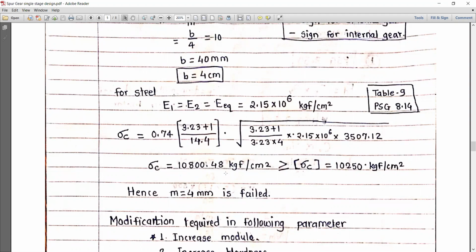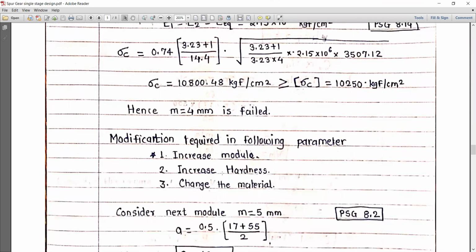Now, putting all the values, what we get? Sigma c is equal to 10,800. Okay, 10,800. But design sigma c kitna tha? 10,250. Oh. तो यहाँ पे अपना मॉड्यूल फेल हो रहा है क्योंकि जो इंड्यूस्ड स्ट्रेस है सिग्मा सी का वो ज्यादा कैलकुलेशन में आ रहा है और हमारा जो डिजाइन का था वो लेस आ रहा है. सो इसका मतलब है कि हमने जो मॉड्यूल 4 सिलेक्ट किया था वो फेल हो चुका है. देन इन दिस केस व्हाट वी कैन डू, what parameter should be changed or modified.